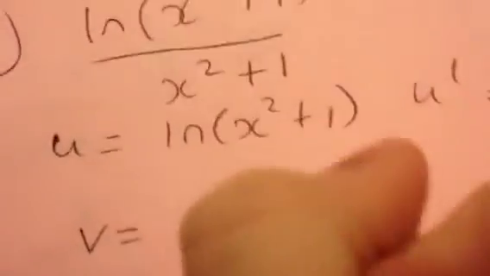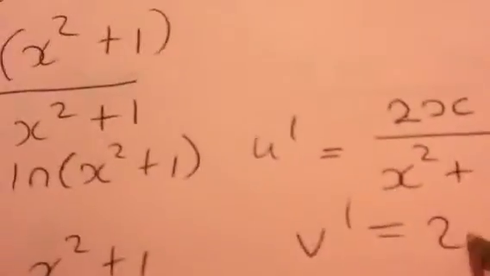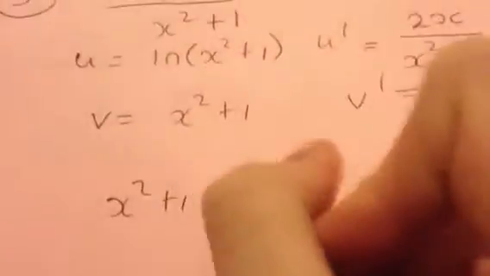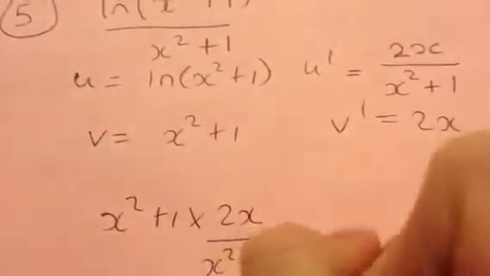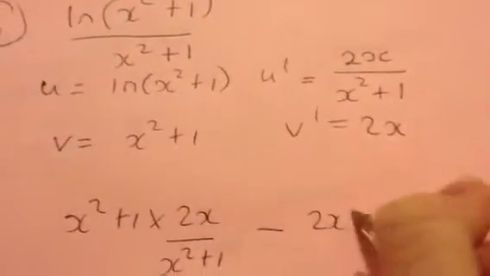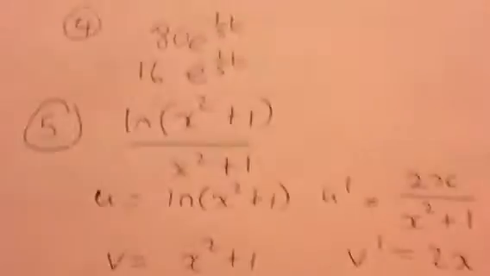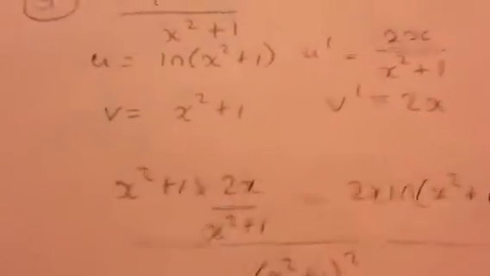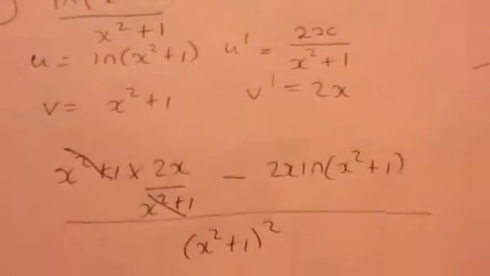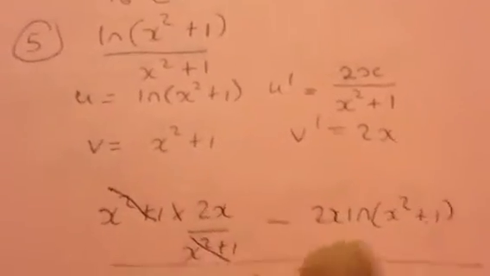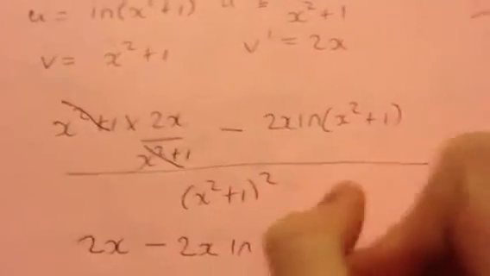Now v is x squared plus 1, so v dash is 2x, and when we do the quotient rule now, vu dash minus uv dash, we basically get x squared plus 1 times 2x over x squared plus 1, take uv dash, which is 2x ln x squared plus 1, all over v squared. But the eagle-eyed of you will have noticed that that and that cancel. So you get 2x minus 2x ln of x squared plus 1 over x squared plus 1 squared.